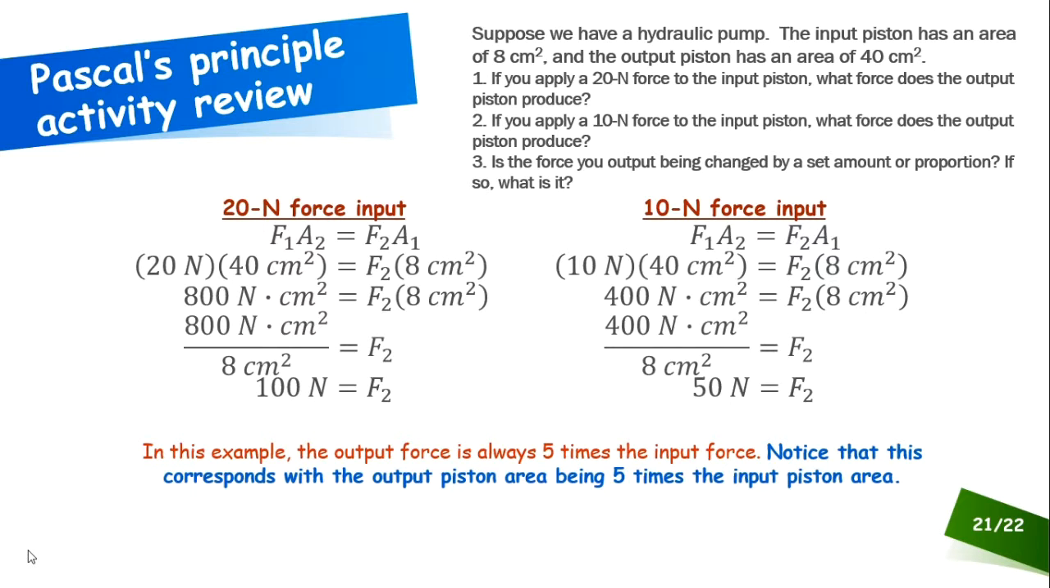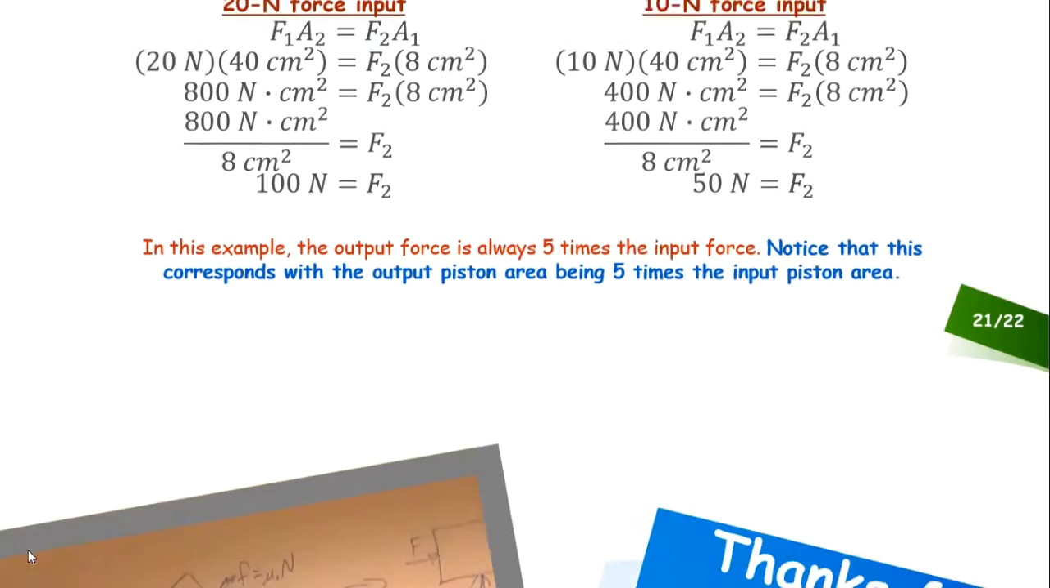That's because the difference between the piston areas is a factor of 5. Notice that the one is 40 and the other is 8. 8 times 5 is 40. So it's that same proportionality between the piston areas that is kept between the forces.